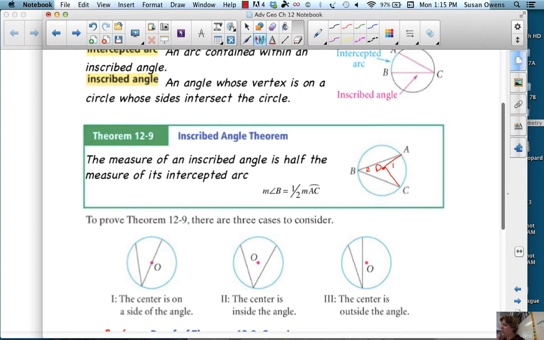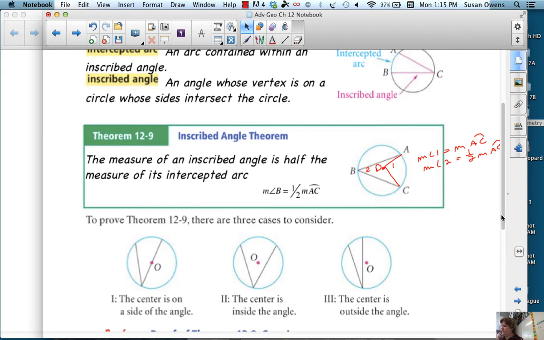So we already know that the measure of angle 1 is the same as the measure of the arc. So the measure of angle 1 equals the measure of arc AC. And now we also know that the measure of angle 2 is 1/2 of the measure of arc AC. And then if we wanted to, we could also say that the measure of angle 2 was half the measure of angle 1.